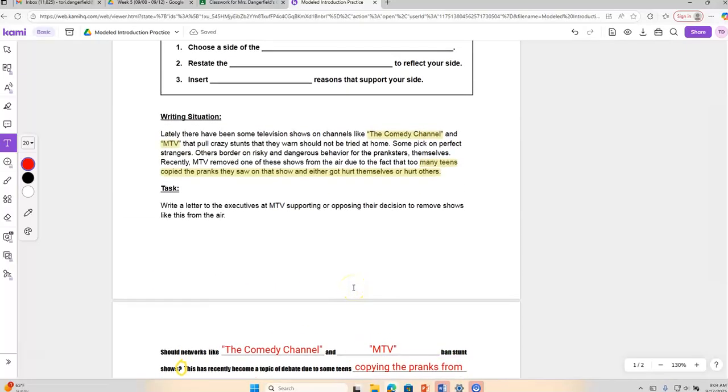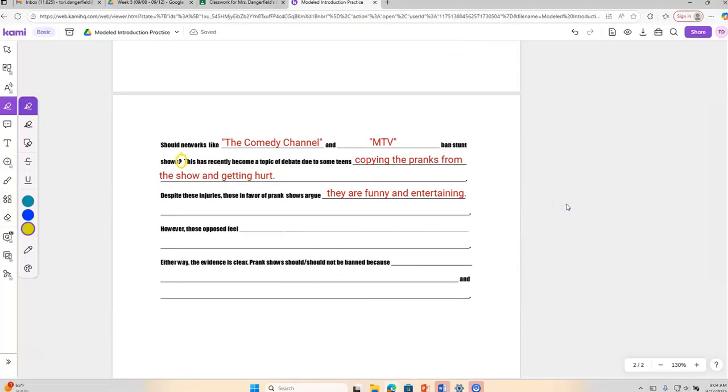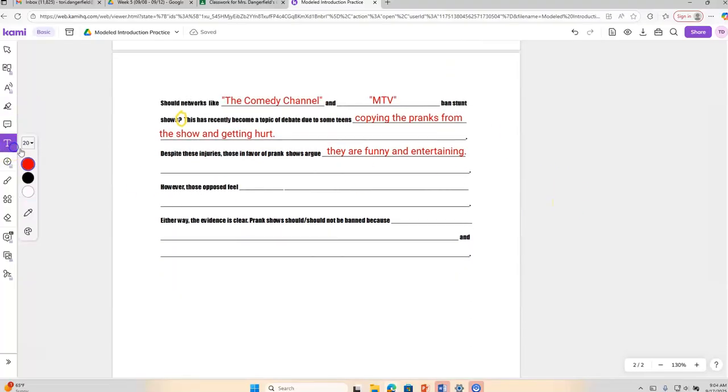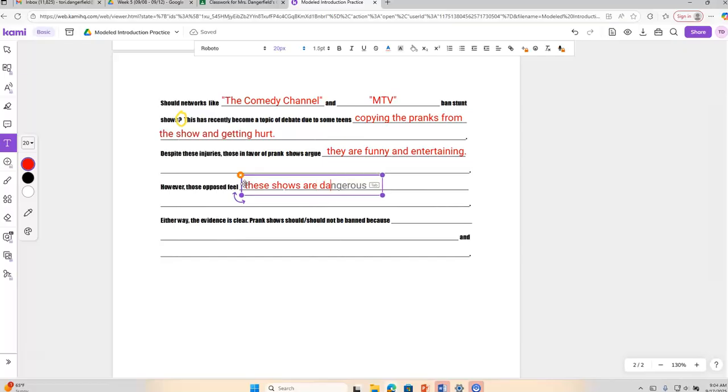We can go back up and look back at the prompt here. I'm going to highlight a few of the key things. For example, right here it says, others border on risky and dangerous behavior for the pranksters themselves. So if we're going to summarize, those opposed feel that these shows are dangerous and risky.